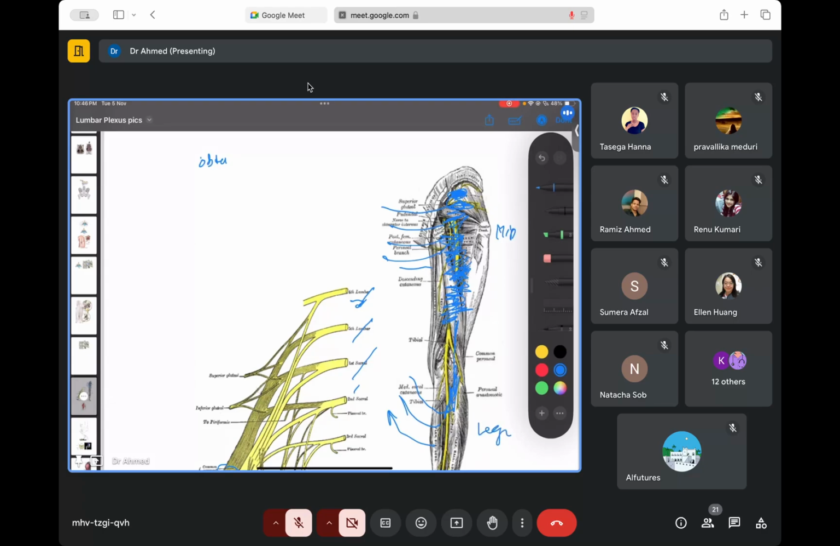You have three posterior thigh muscles, just remember them: semimembranosus, semitendinosus, and biceps femoris. And adductor magnus has a portion that acts as a hamstring muscle. So all of these are going to be supplied by your sciatic nerve, right?